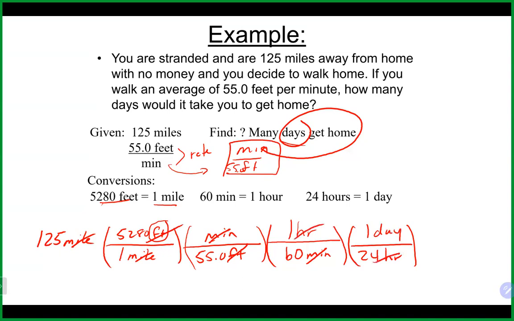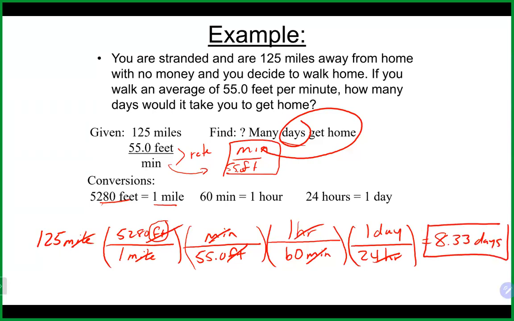Hours cancel. Once again, I'm going to multiply everything on top, come back and divide by what's on the bottom. 125 times 5,280 feet divided by 55 divided by 60 divided by 24 is going to give me 8.33 days.